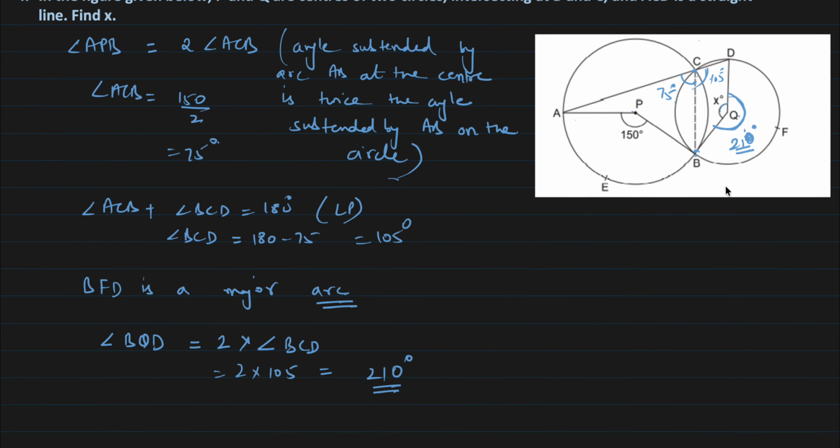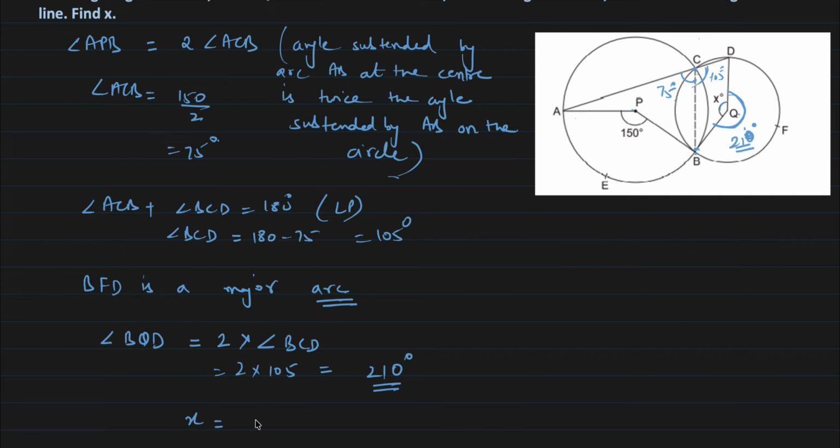Now what will be x? So x will be 360, we will subtract. So I'll just write 360 minus 210 degrees. So how much will you get? 150 degree. So this x comes out to be 150 degree over here. So I hope it's clear, students.